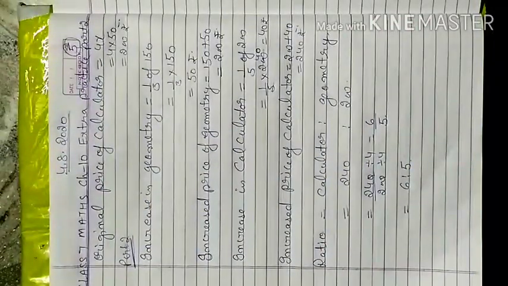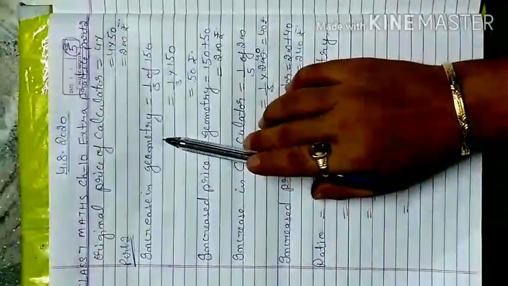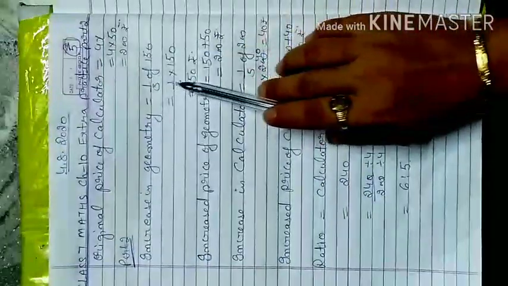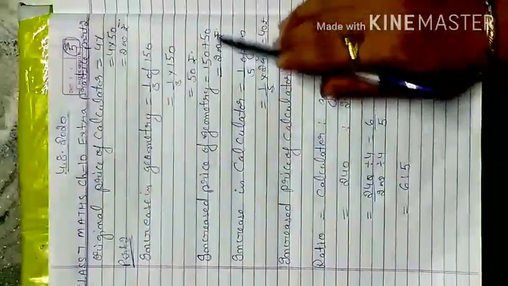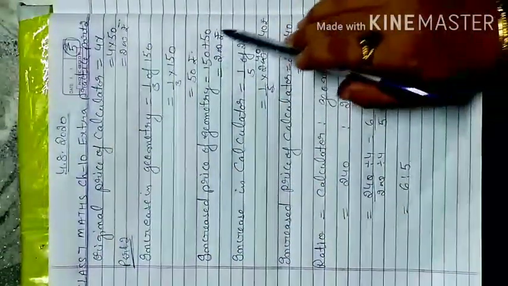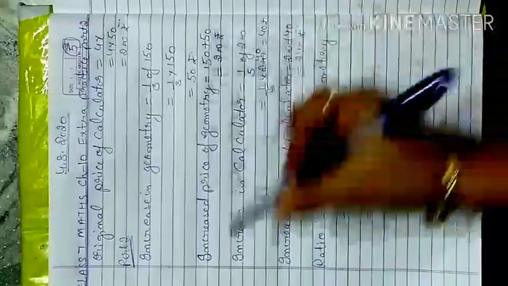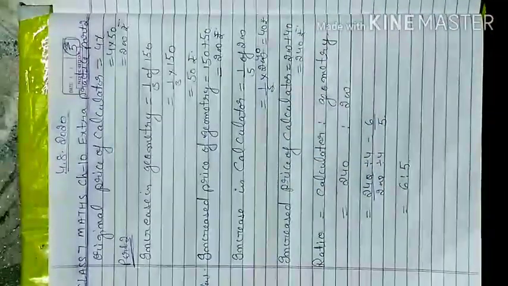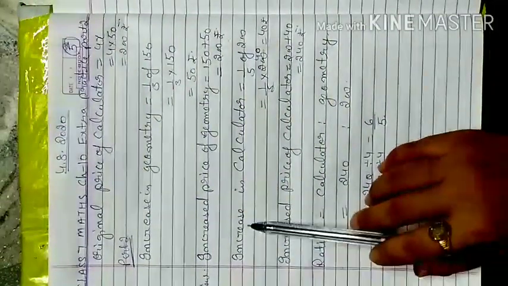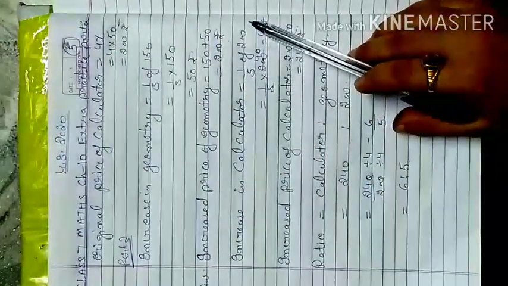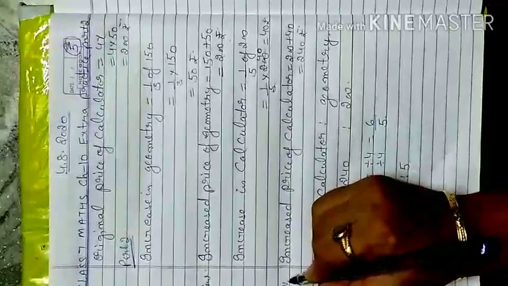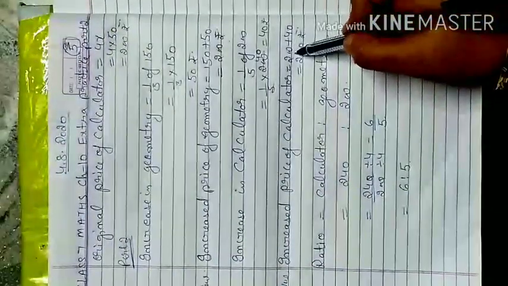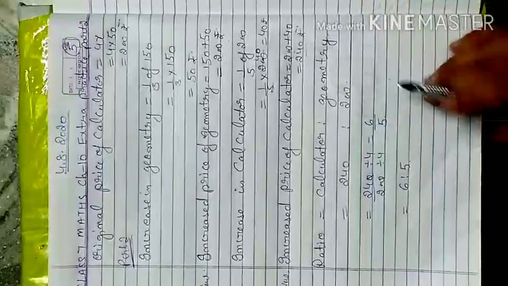In part 2, first you have to find how much the price is increased in the geometry box. The increase in geometry is 1/3 part of the original price. So 1/3 of 150 is 50 rupees. That means if you add 50 to the original price, that is the new increased price of geometry. Similarly, the increase in calculator is 1/5 of the original price. So 1/5 of 200 is 40 rupees. So the new increased price of the calculator is, you add 40 to the original price, 200 plus 40 gives you 240 rupees.